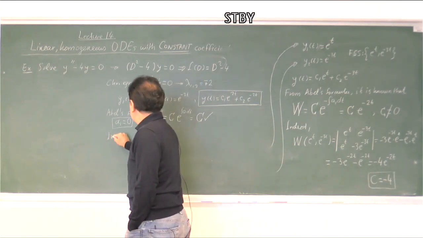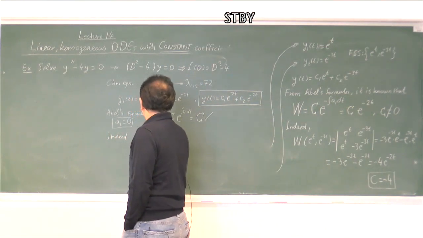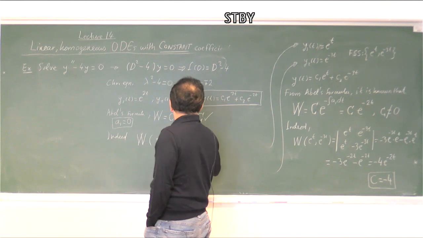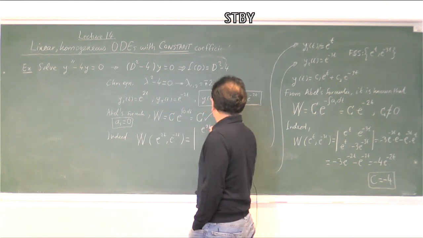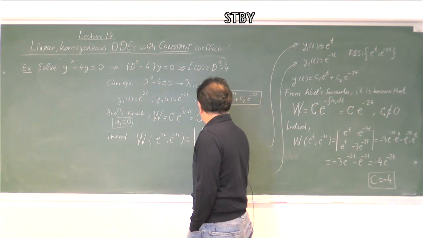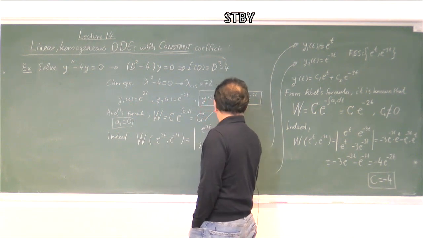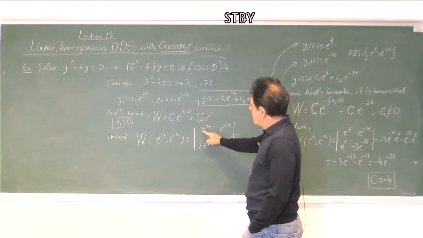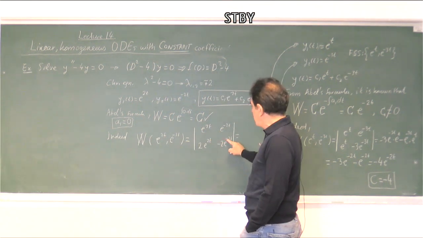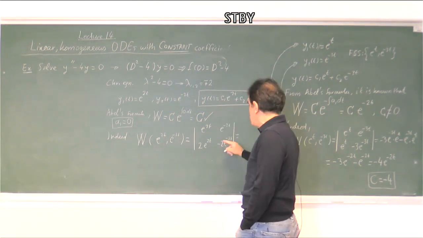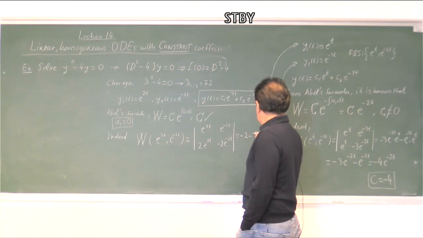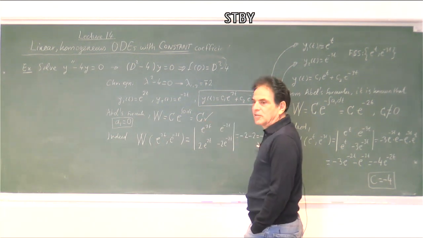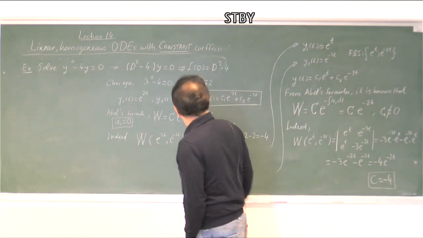Actually, indeed, look, the Wronski determinant of e to power 2t and e to power minus 2t is e to power 2t, e to power minus 2t, 2 times e to power 2t, minus 2 times this. Multiplying e to power 2t and e to power minus 2t, we have e to power 0, which is unity. So we have minus 2, so minus 4. Good. So C is minus 4, as suggested by Abel's formula.